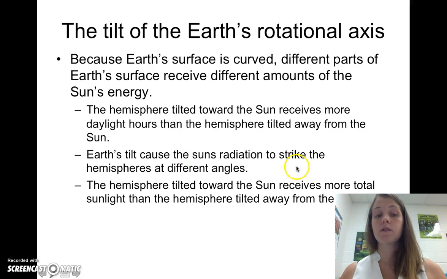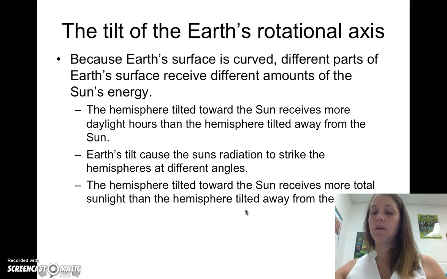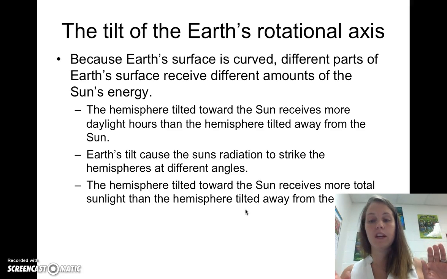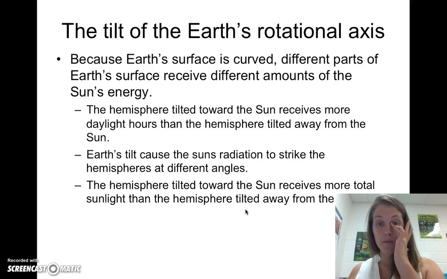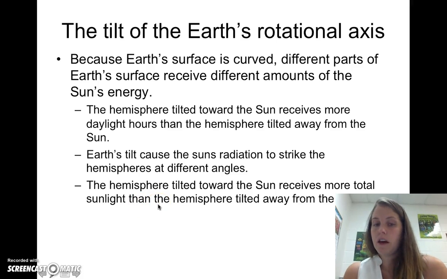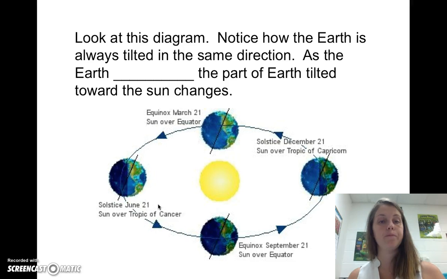Earth's tilt causes the sun's radiation to strike the hemispheres at different angles. In the summer, we get direct sunlight, a huge amount of the sun's rays hitting us. In the winter, the rays are reflected a lot more because of the way we're oriented towards the sun. I'll show you a little diagram if this is hard to picture. The hemisphere tilted towards the sun receives more total sunlight than the hemisphere tilted away from the sun. Thus, the one tilted towards the sun is in summer and the one tilted away is in winter.